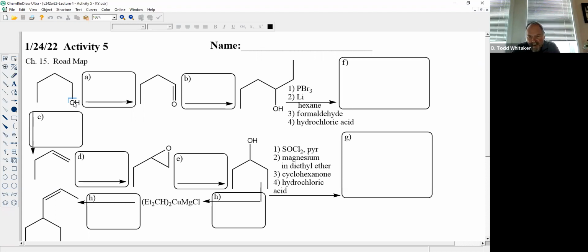Now, your choices of chromium are potassium dichromate in aqueous sulfuric acid. Bad choice. Makes carboxylic acids from primary alcohols. Next choice, chromium with three oxygens, CrO3, also known as chromium(VI) oxide, in aqueous sulfuric acid. Also bad choice, makes carboxylic acids. This is not a carboxylic acid. I hope you see that. Third choice, correct choice, pyridinium chlorochromate.